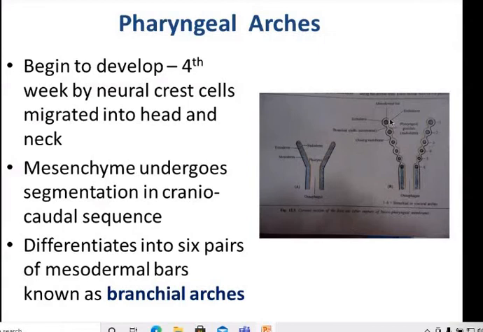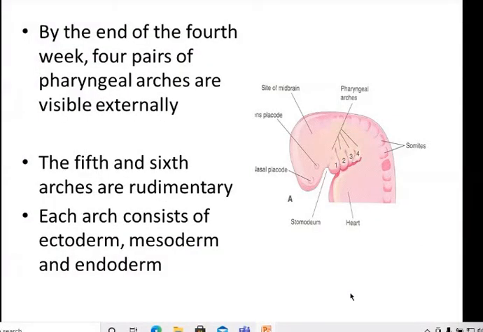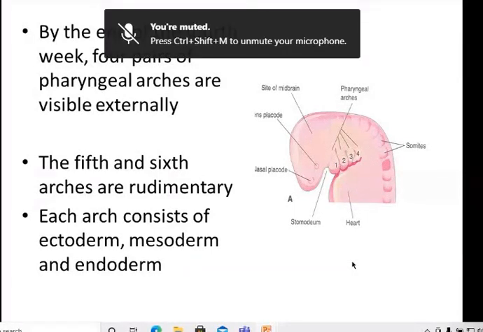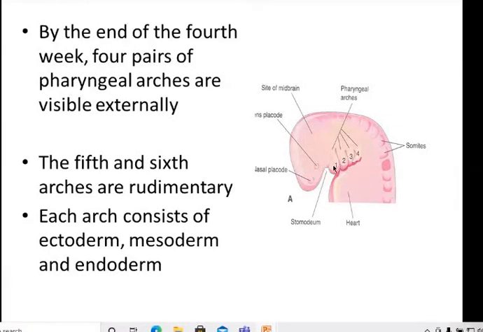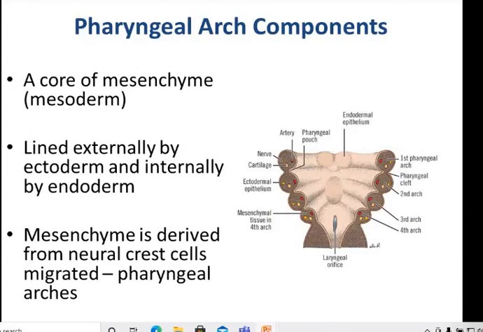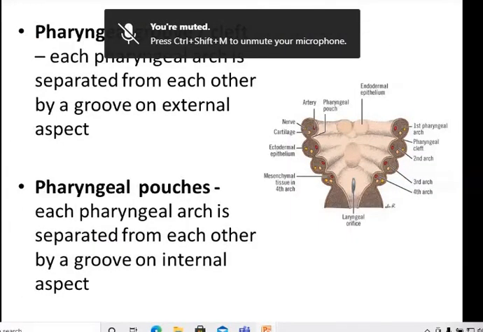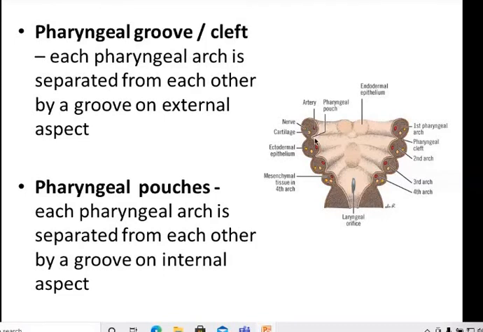They start to divide in craniocaudal sequence into 6 bars, and that will give rise to the 6 branchial arches. Only the 1st, 2nd, 3rd and 4th are visible externally, whereas the 5th and 6th are not visible externally, so you can say they are rudimentary. Each arch consists of ectoderm, endoderm as well as mesoderm. What is an arch, what is a cleft, and what are the pouches, that you must know.